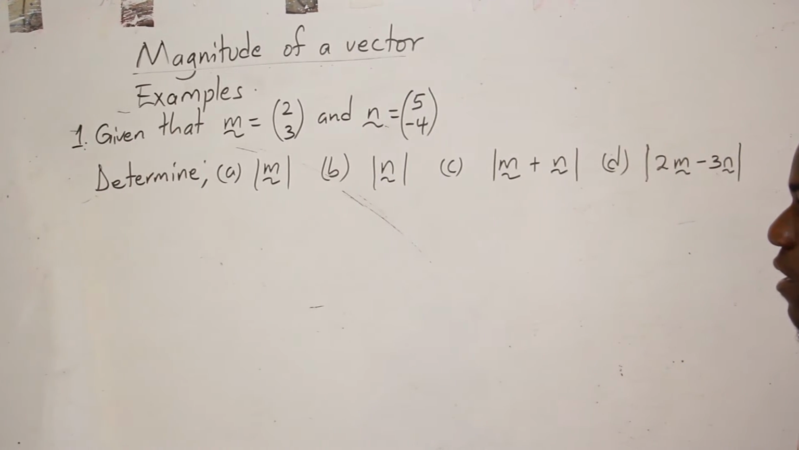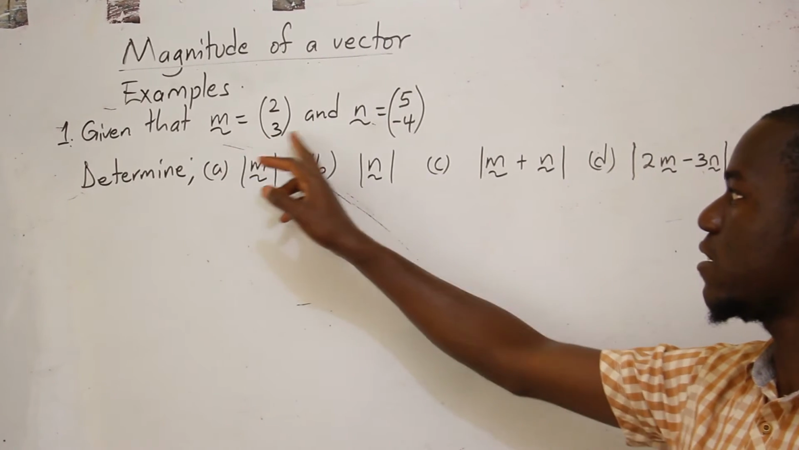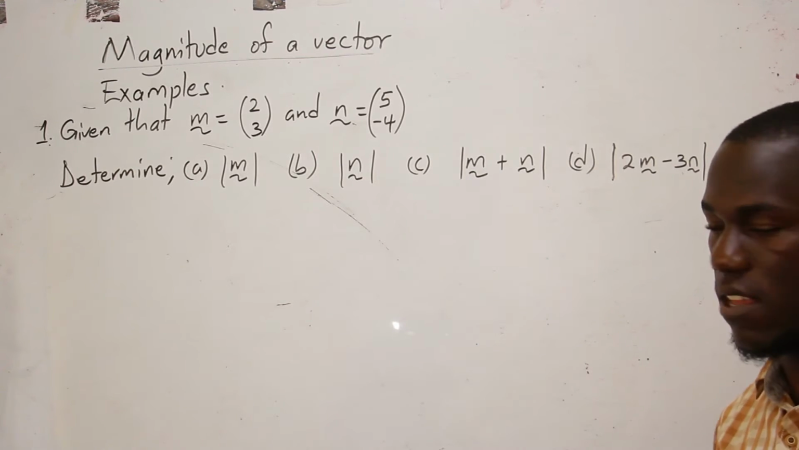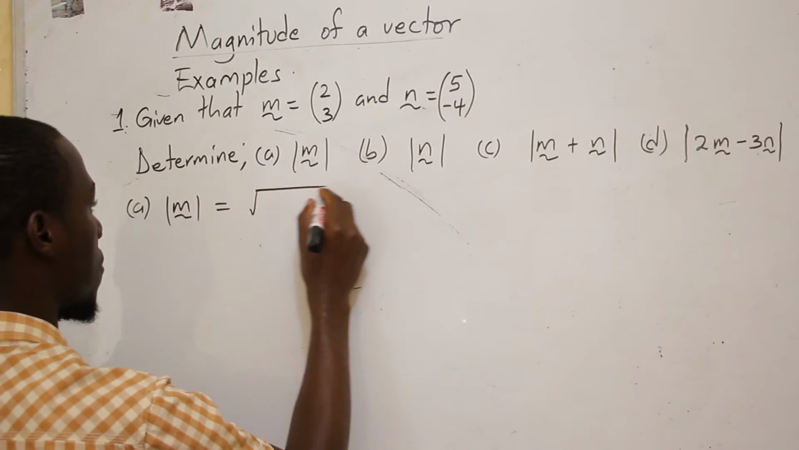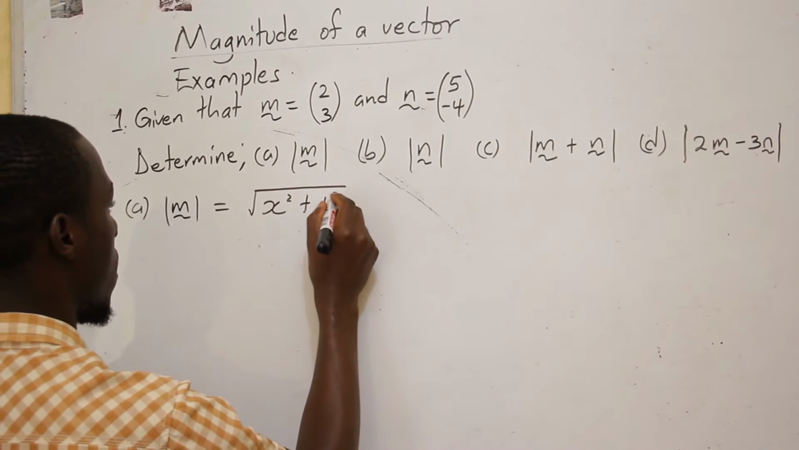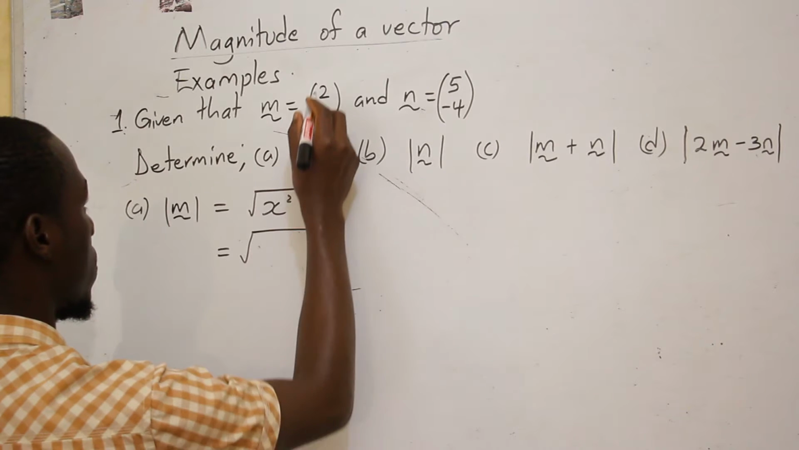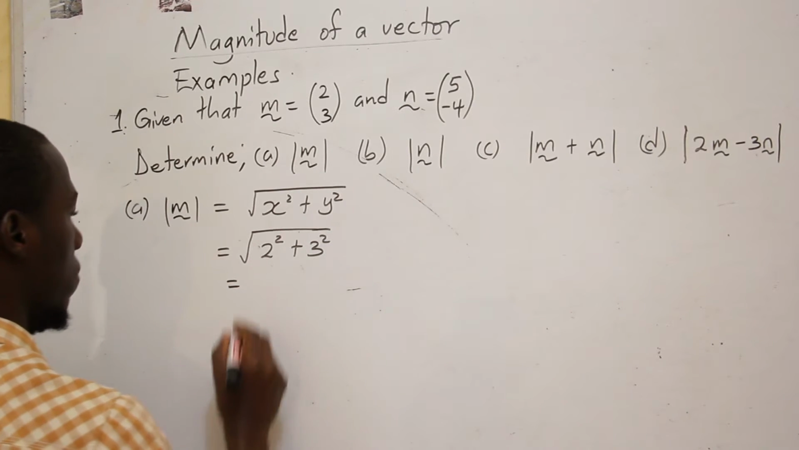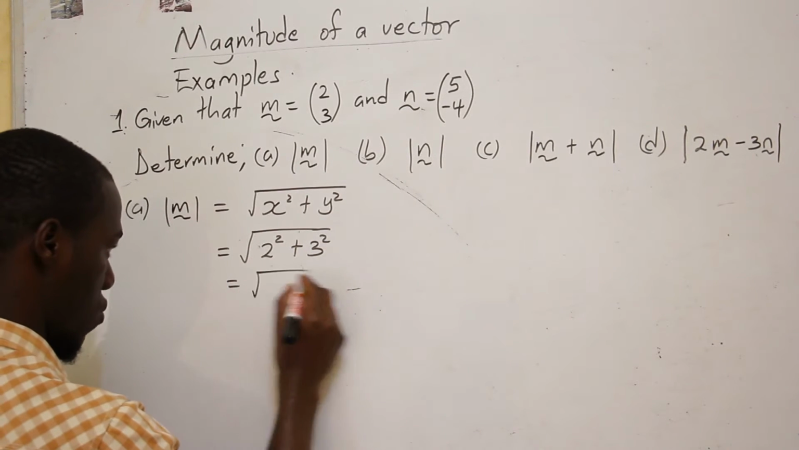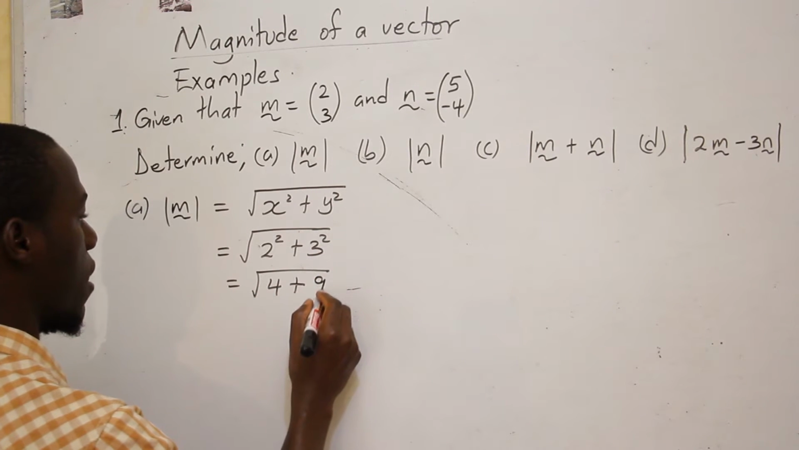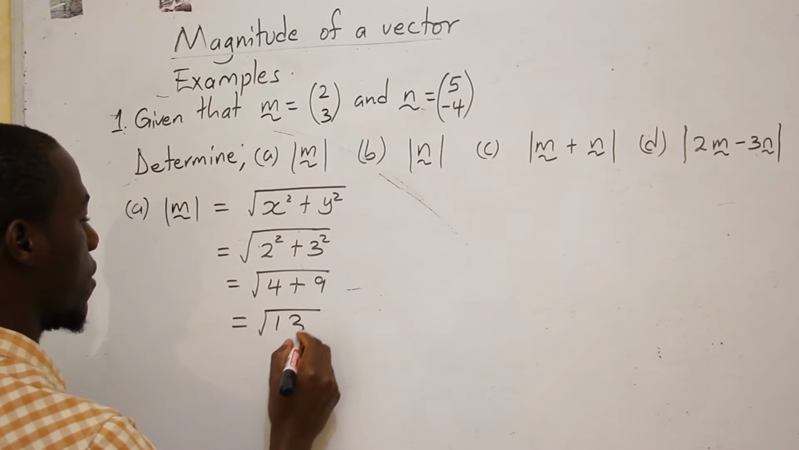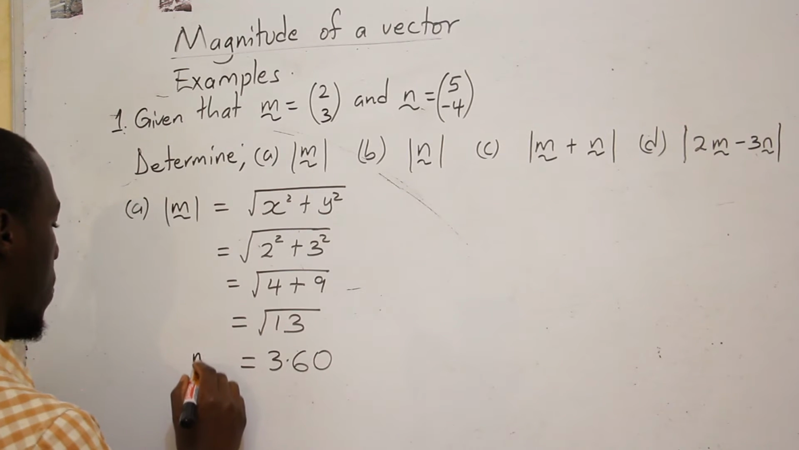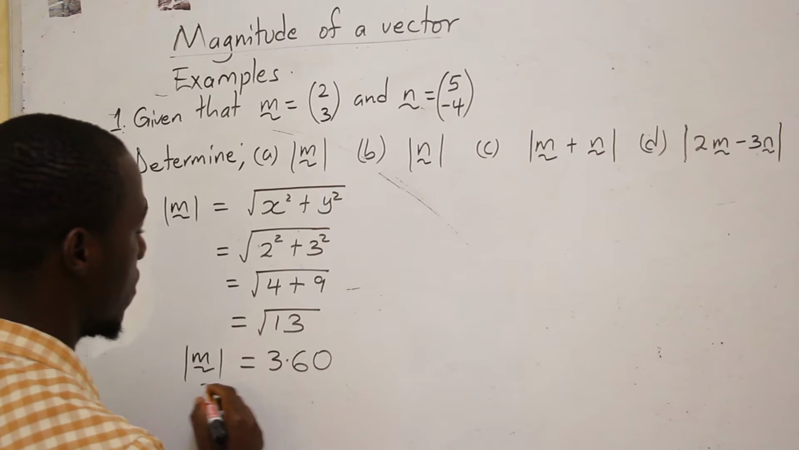We have our example 1. Given that vector m as that and vector n as that, determine the magnitudes of those. My vector m: I said I'm going to get the x squared plus the y squared. So the x value there is 2 squared plus the y value is 3 squared. So when I square 2, I get 4 plus 9. When I add them, I have the square root of 13, which is 3.61. I give my answer to 2 decimal places.